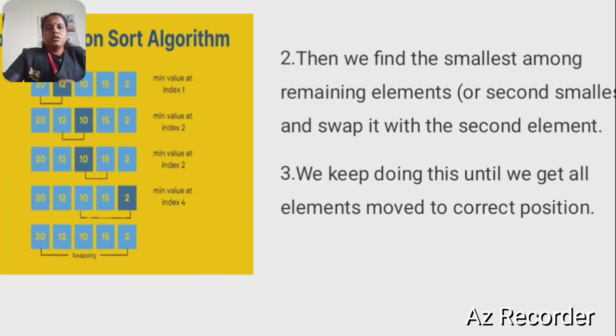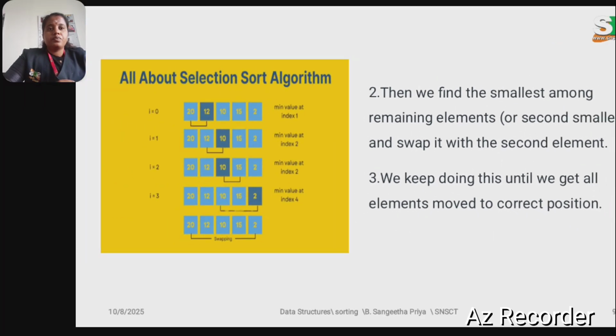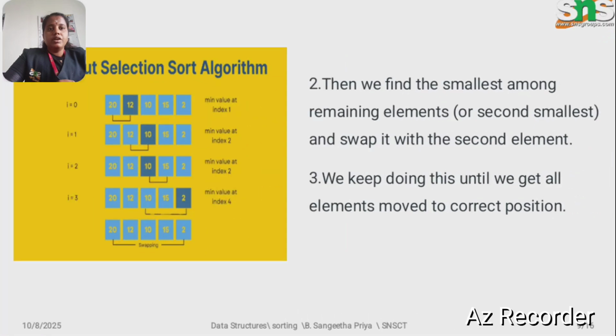Here, if we see the diagram, initially i equals 0, that is, we are not shifting anything. So we start from the 0th position. In the 0th position we have 20, and in the first position we have 12. So the minimum value is at index 1, and here the swapping occurs. So 12 goes to the 0th position, and 20 comes to the first position.